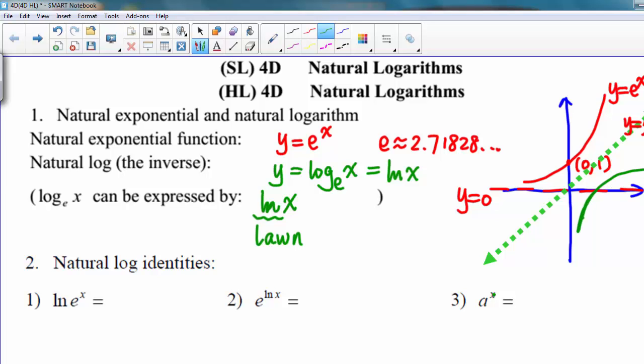It's still an increasing model. This one passes through (1, 0), and it has a vertical asymptote, x equals 0.